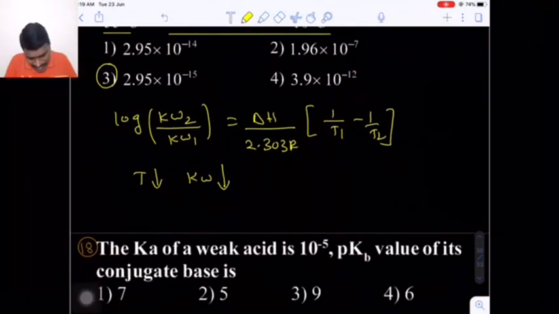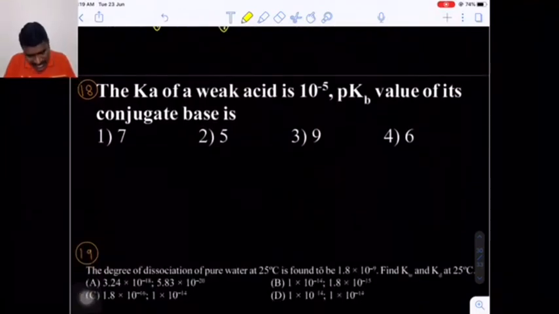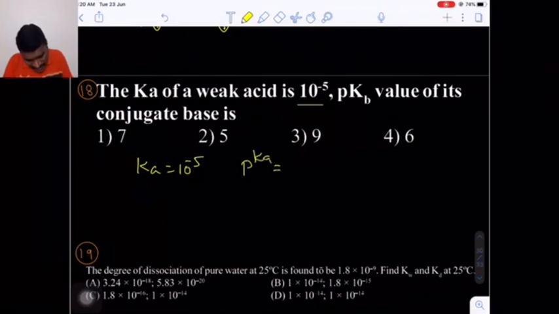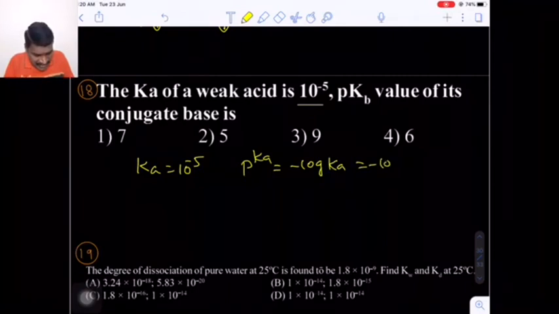Now, next to question number 18, the Ka value of a weak acid is given as 10 raised to minus 5. So the Ka value given to you is 10 raised to minus 5. What is the pKa? pKa will be equal to minus log Ka. So minus log of 10 raised to minus 5 will be equal to 5. Just now I told you the relation between pKa and pKb.